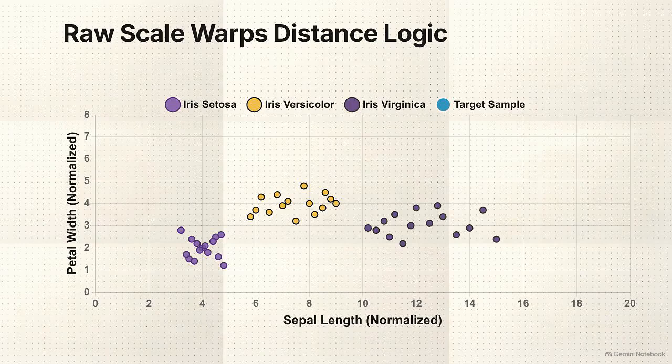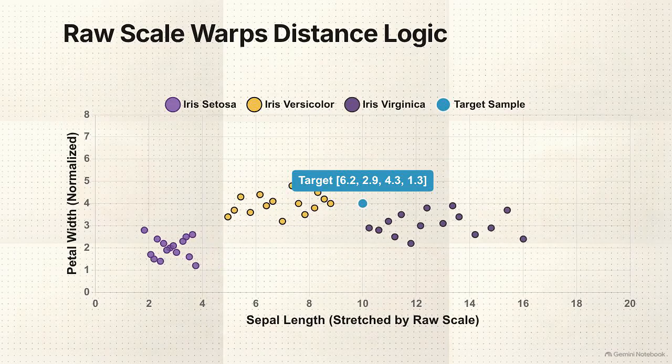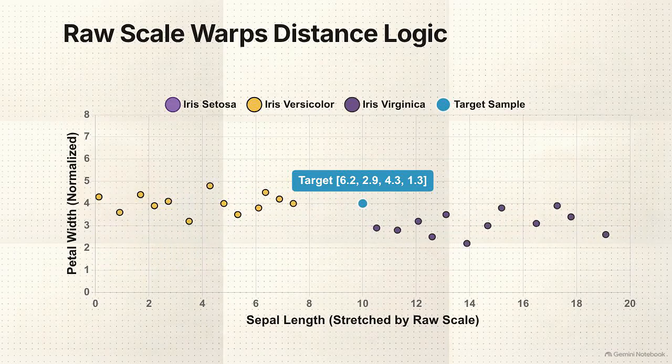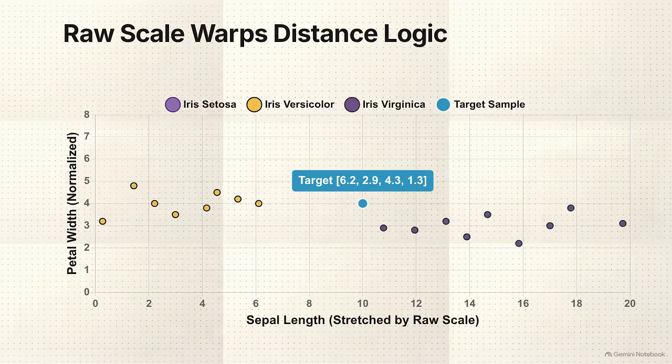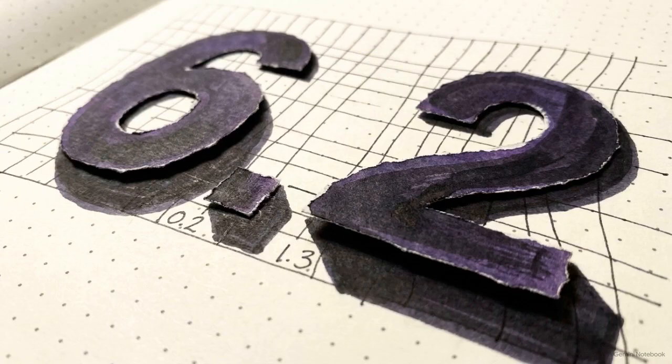Then, a newly discovered mystery flower drops onto this map. It has specific measurements: 6.2, 2.9, 4.3, and 1.3. But right now, this map is warped. Because raw petal and sepal measurements span completely different numeric scales, larger numbers forcibly stretch the grid, making accurate distance calculation impossible. When we rely on unscaled data, larger numeric magnitudes dominate the geometry, leading to biased and incorrect classifications.